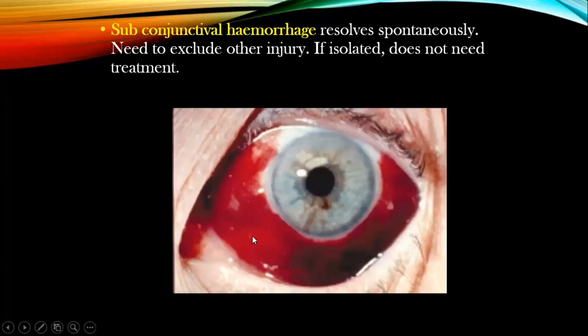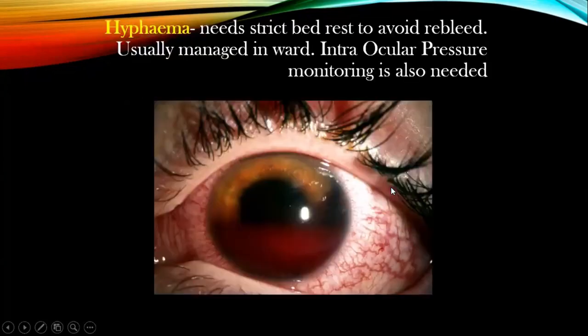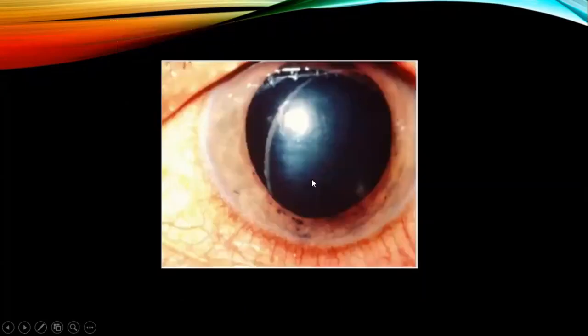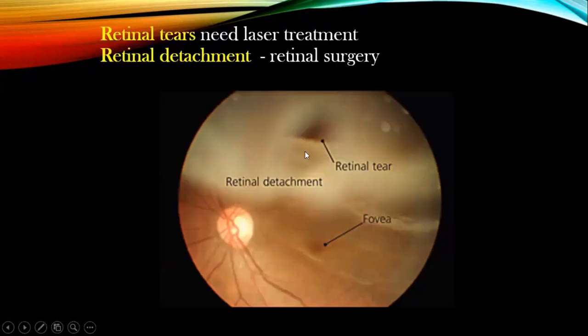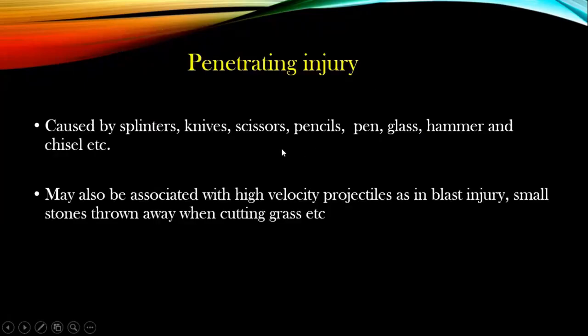This is a subconjunctival hemorrhage, as I explained earlier. This is a hyphema, where there is bleeding into the anterior chamber of the eye. There is blood in the anterior chamber. And there is a dislocation of the lens here. As you can see, there is a retinal tear here and a retinal detachment as a result of blunt injury.